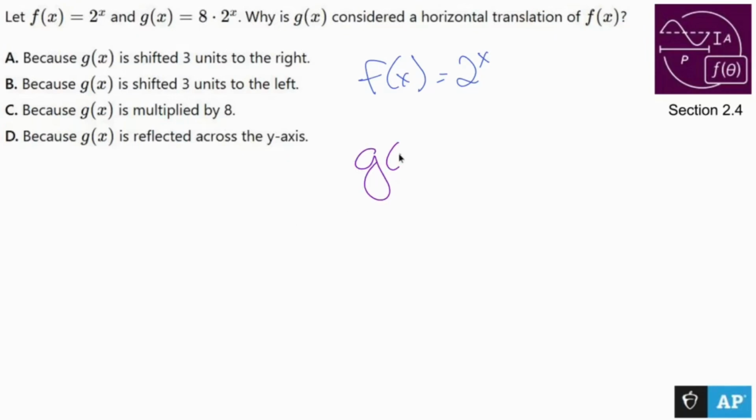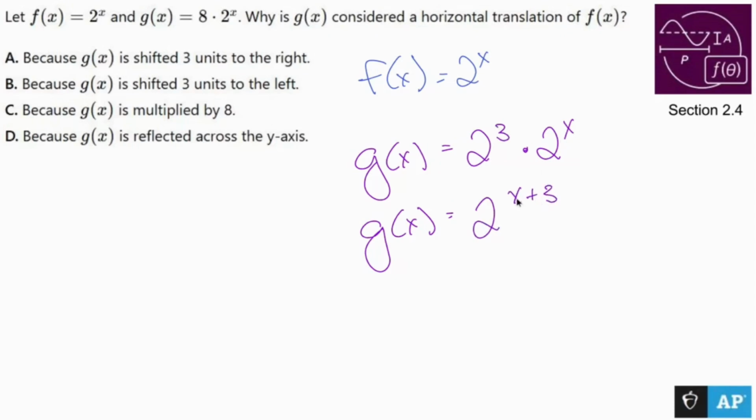Let's take g of x and turn 8 into 2 to the third power. So now I have 2 to the third power times 2 to the x. When multiplying terms of the same base, add the exponents. So this now becomes 2 to the 3 plus x, or x plus 3. So now that 3 is being added to x, this is me moving to the left 3, or you could say that it's a horizontal translation of -3.